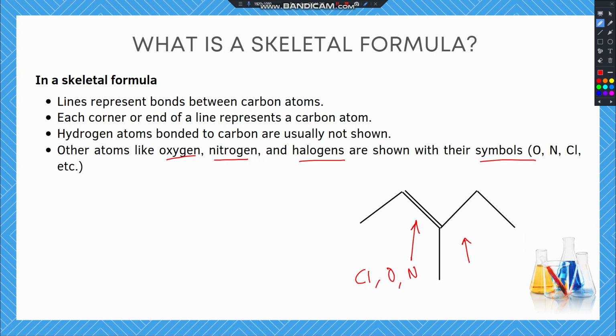If the skeletal structure contains oxygen, we will denote the presence by simply showing the symbol. Now you can see that oxygen is present in this skeletal structure because we've denoted the presence of oxygen. So that's just how it works. Lines represent bonds between carbon atoms. Each corner or end of a line shows the presence of a carbon atom. Other atoms like oxygen, nitrogen, and halogens must be shown using their symbols.